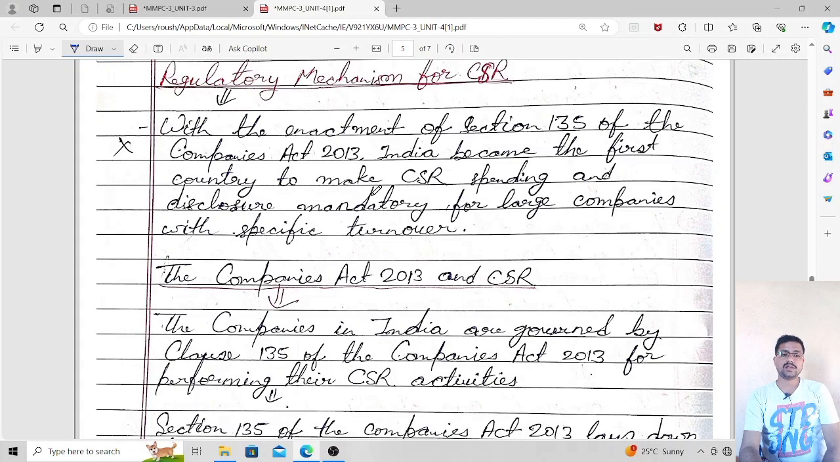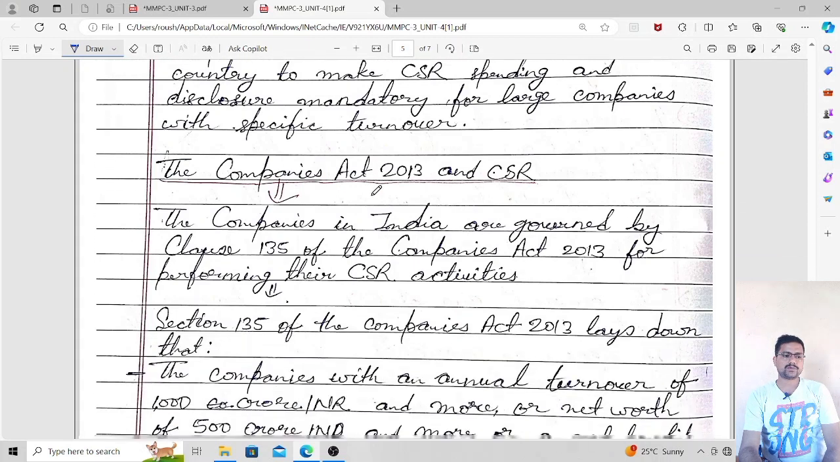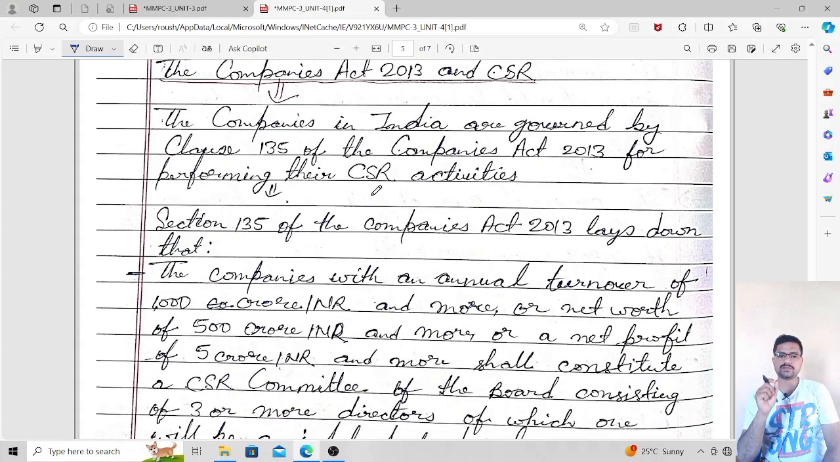It means that with the enactment of Section 135 of the Companies Act 2013, how much money a particular company is spending on corporate social responsibility should be disclosed, and that became mandatory. So, companies in India are now governed by Section 135 of the Companies Act 2013 for performing their corporate social responsibility activity.